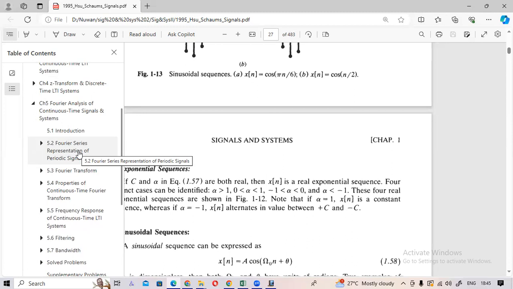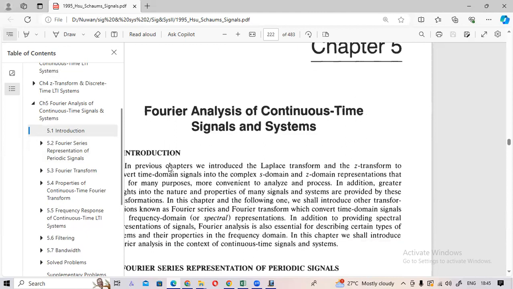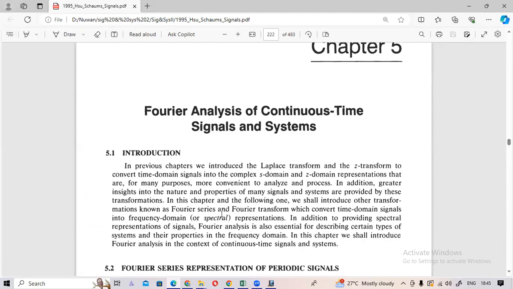If you couldn't perfectly understand, maybe at that time you didn't perfectly understand this, okay? So try to understand this at this time, okay? Okay, so this is the Fourier analysis. And the introduction is there. So you can read this introduction.